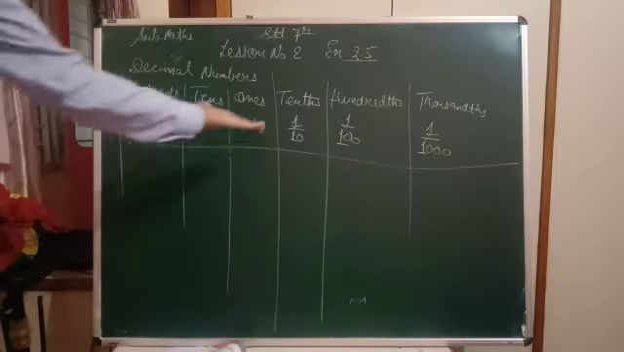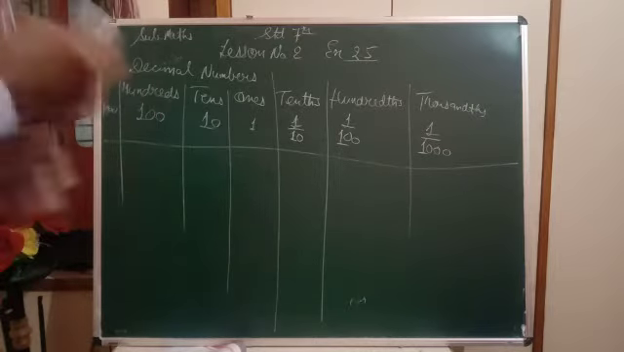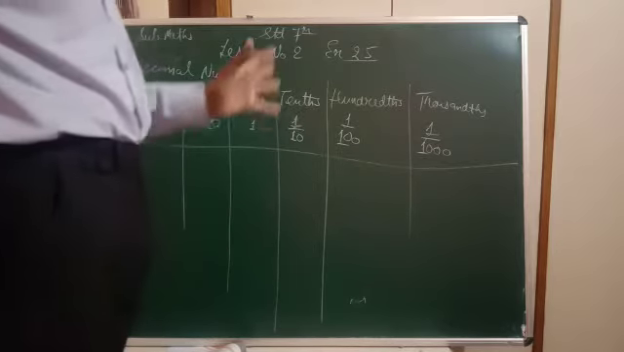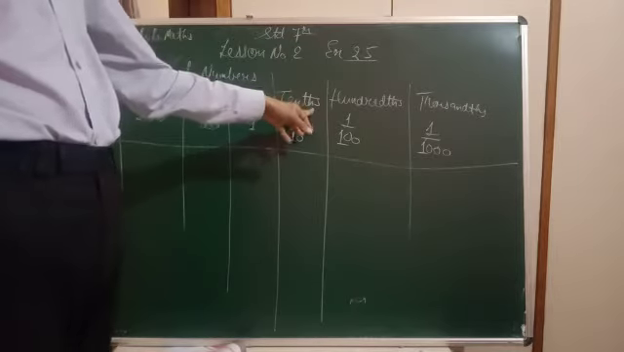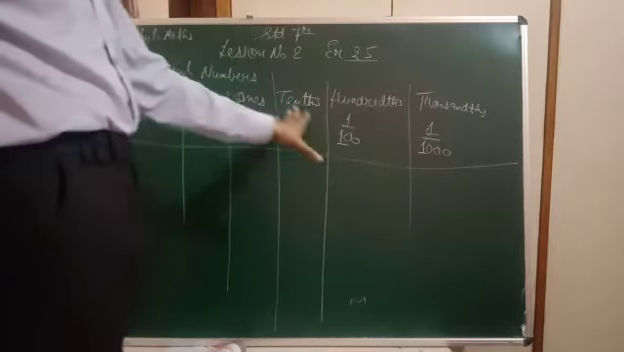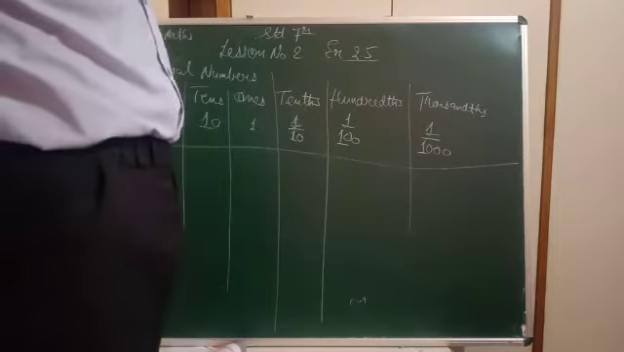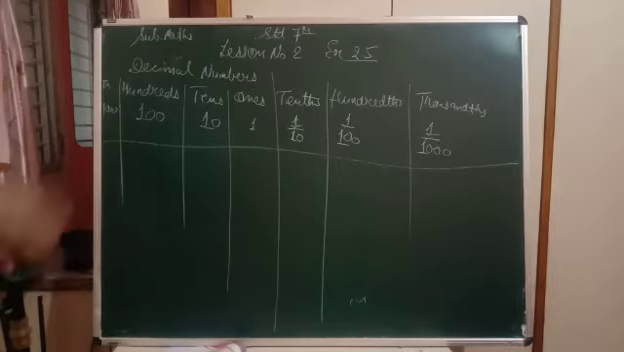Okay, we have to think. If you move on the left hand side of the decimal point, the first place is ones, second is tens, and third is hundreds. After that thousands, ten thousands, lakh, and like this. And after the decimal point, if you move on the right hand side, the first place is tenths, then hundredths, thousandths. After decimal, the first number is multiplied by 1 by 10, the second number by 1 by 100, the next number by 1 by 1000. Okay, this is the format of a decimal.